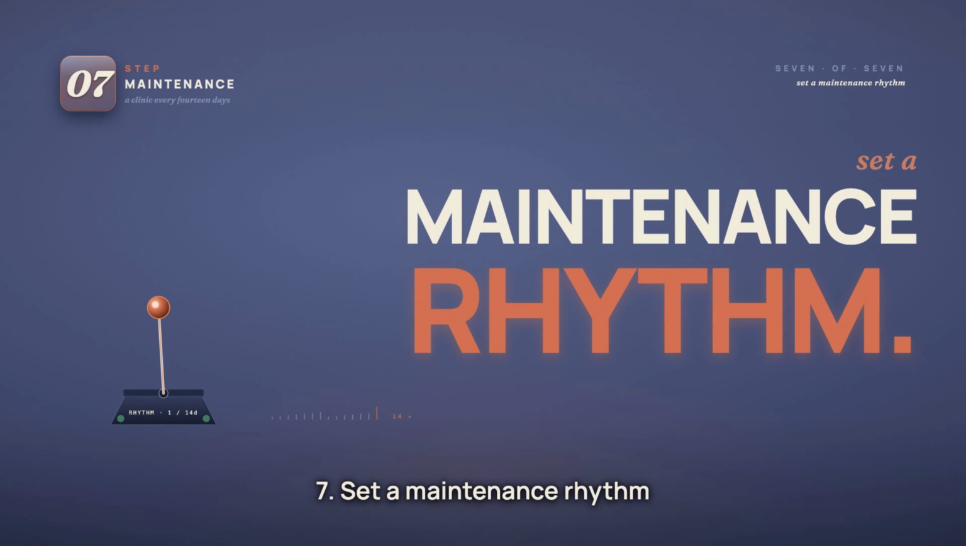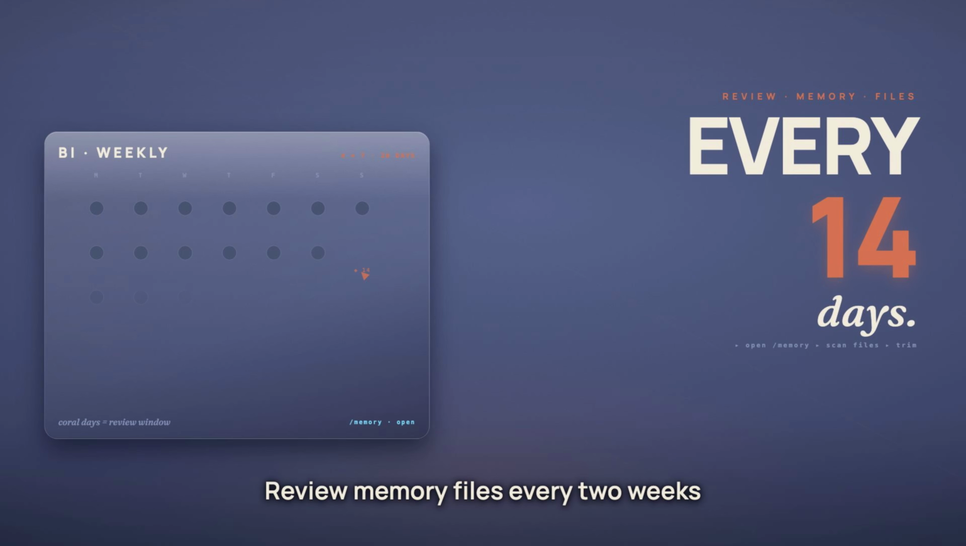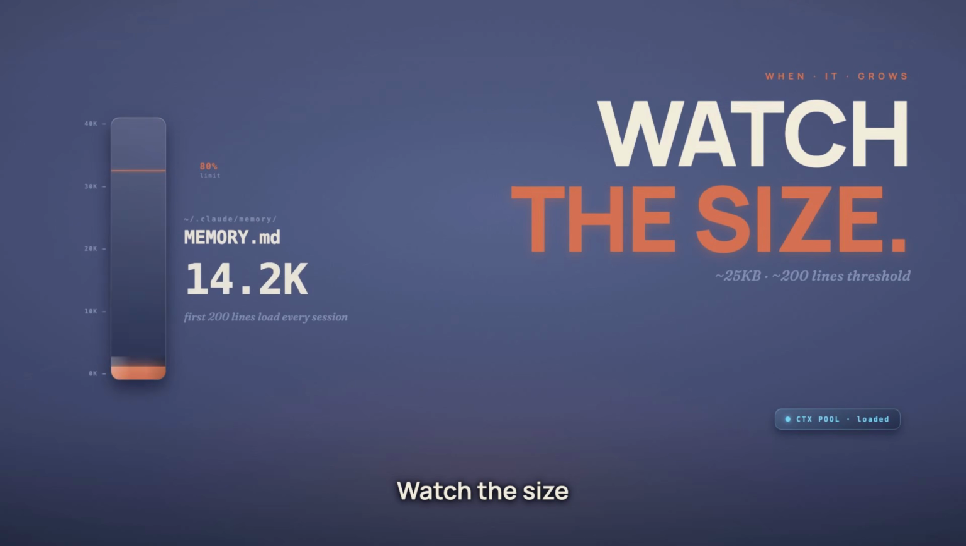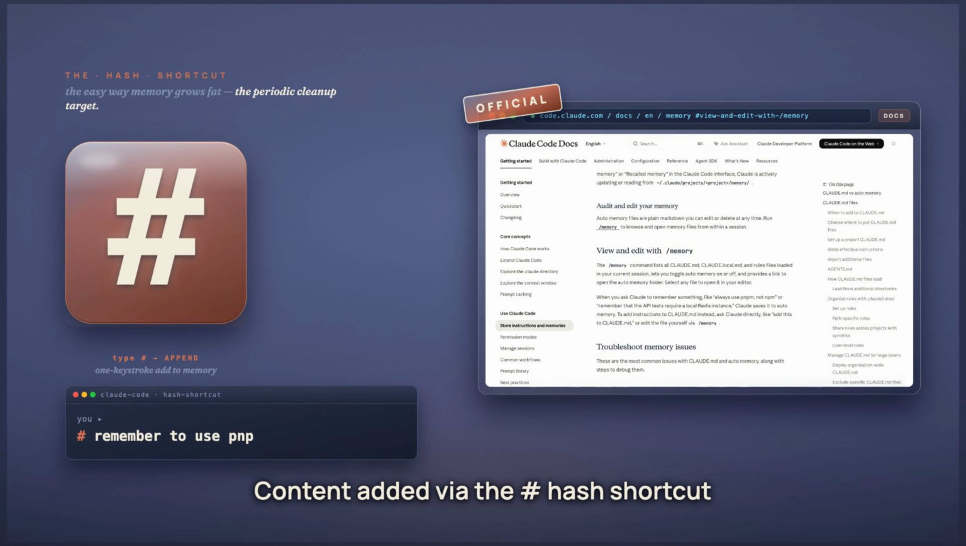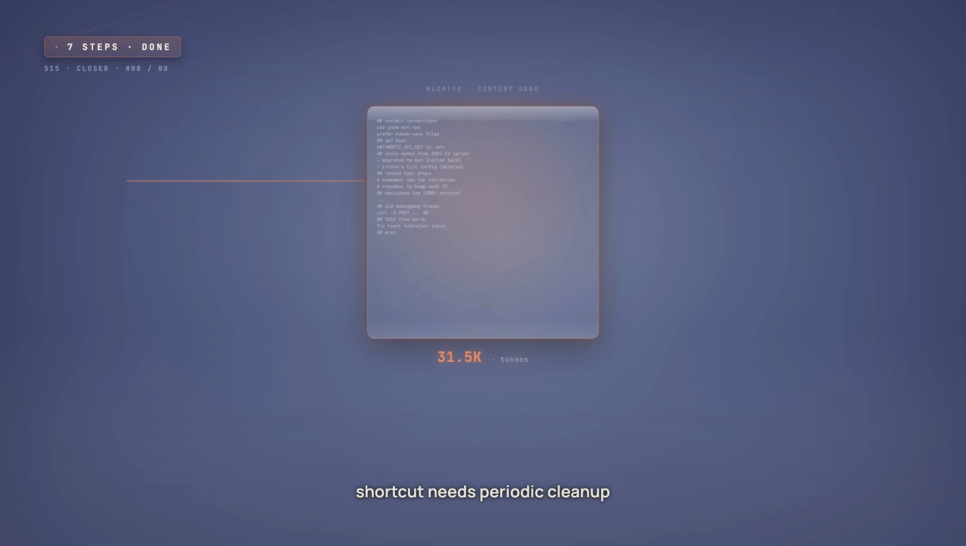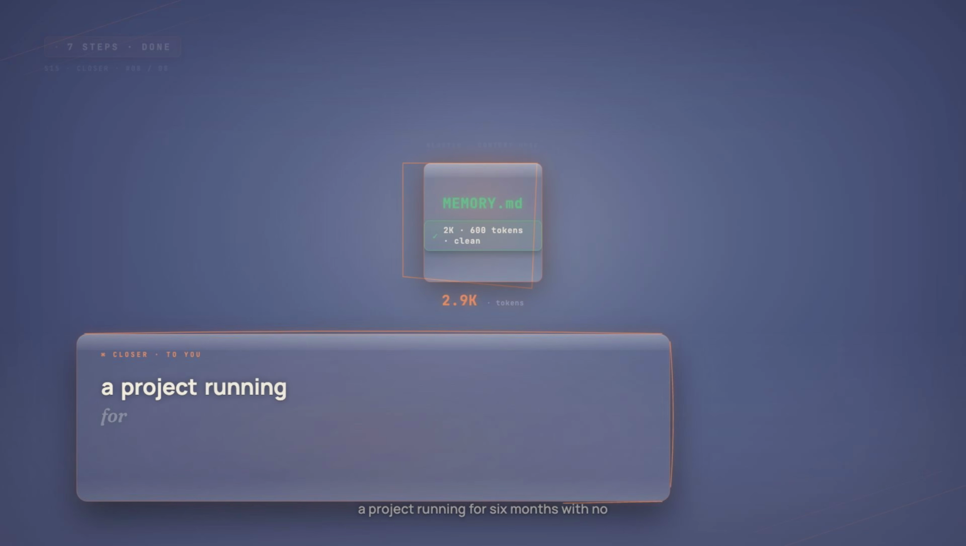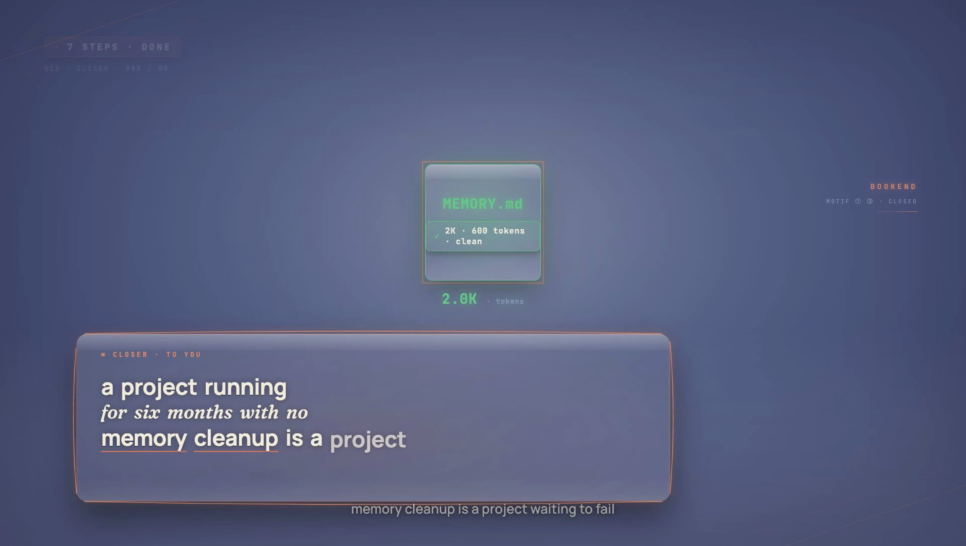7. Set a maintenance rhythm. Review memory files every 2 weeks. Watch the size. Content added via the hash shortcut needs periodic cleanup. A project running for 6 months with no memory cleanup is a project waiting to fail.